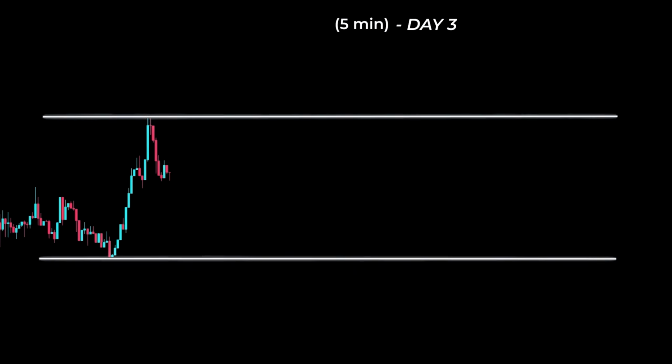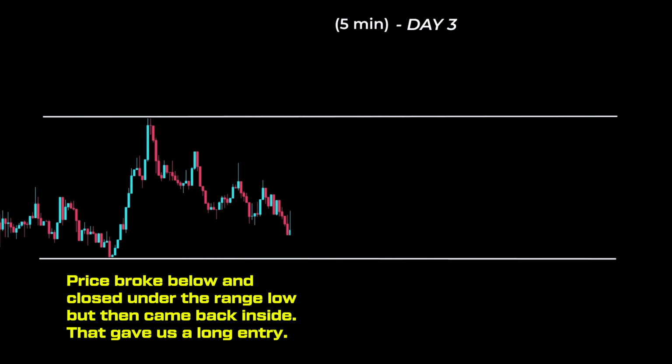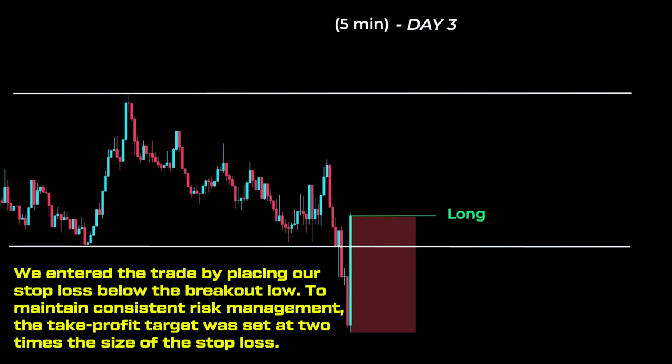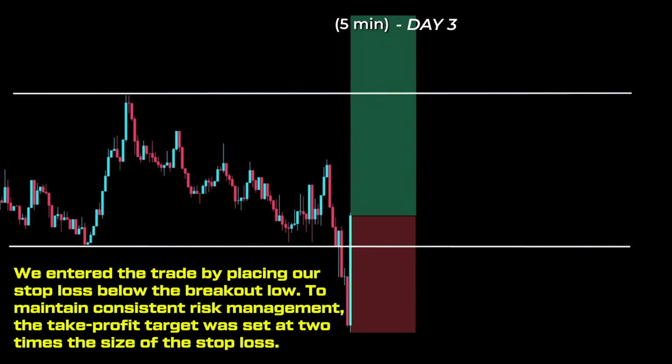Again, we have the 4-hour range marked. Price broke below and closed under the range low, but then came back inside. That gave us a long entry. We entered the trade by placing our stop loss below the breakout low. To maintain consistent risk management, the take profit target was set at 2 times the size of the stop loss.